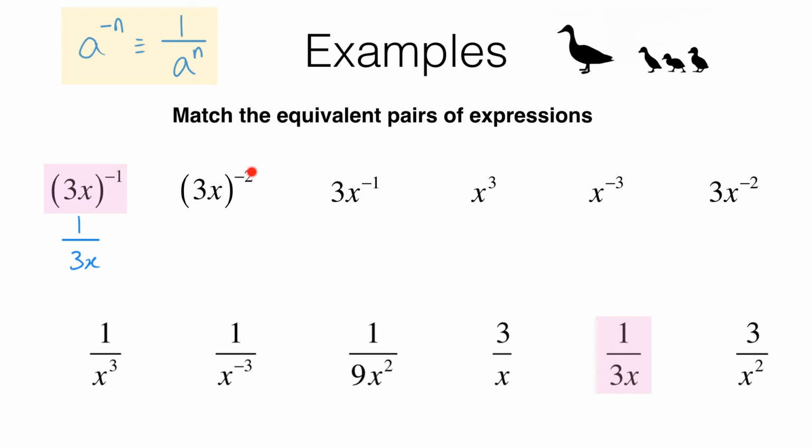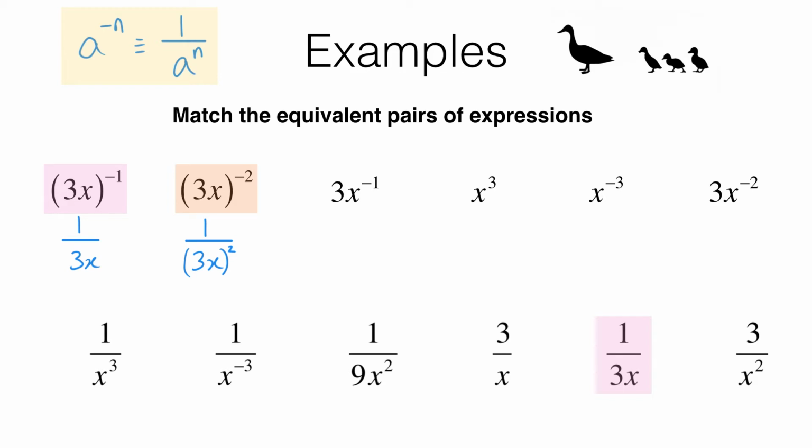Let's look at this next one. We've got, again, a quantity to the power of negative 2. So that means this is simply 1 over that quantity squared. Notice how important these brackets are. So we have 1 over 3x all squared. Unfortunately, this is not one of the options we've got available down here.